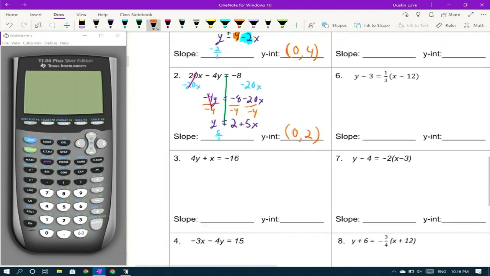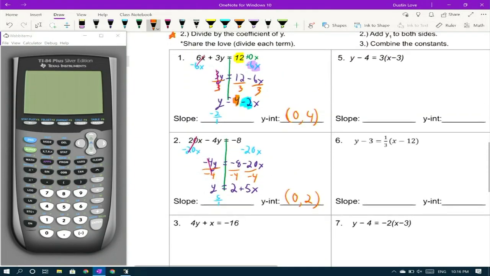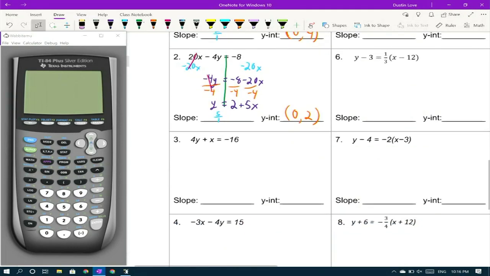All right, I hope you can see, the only thing that changed between those two problems was the numbers. Process is exactly the same. So let's go through and do the next one. Here, we've got the y leading instead of the x. Does it matter which one comes first? We're still going to subtract that x term.